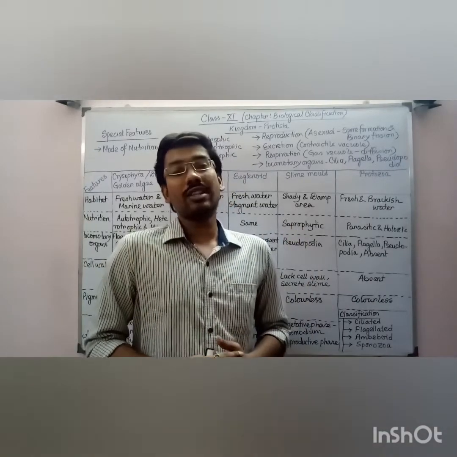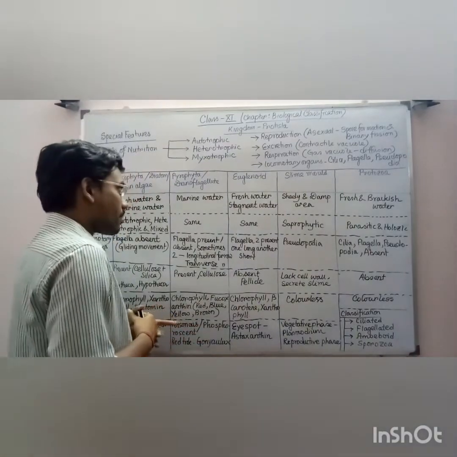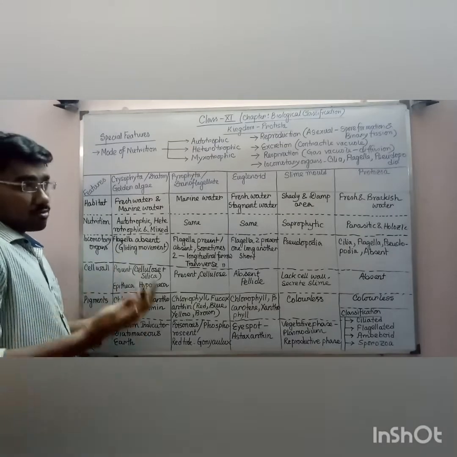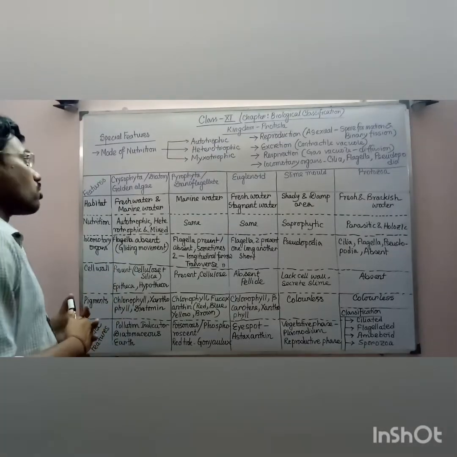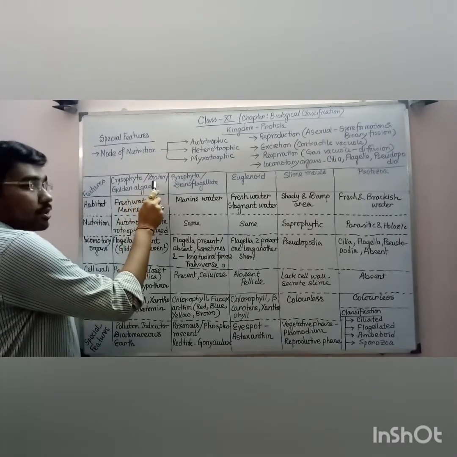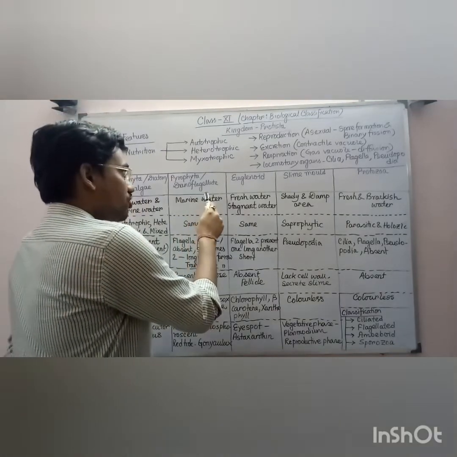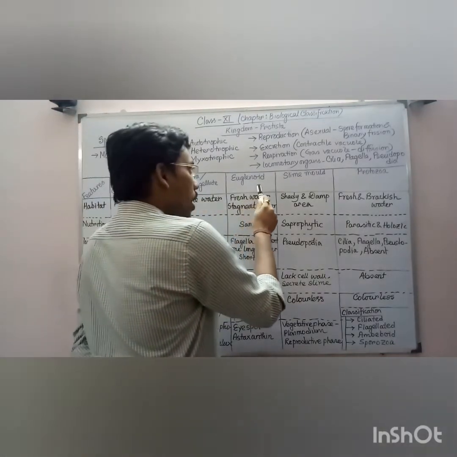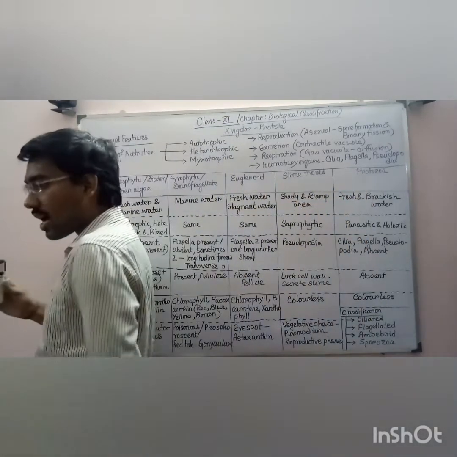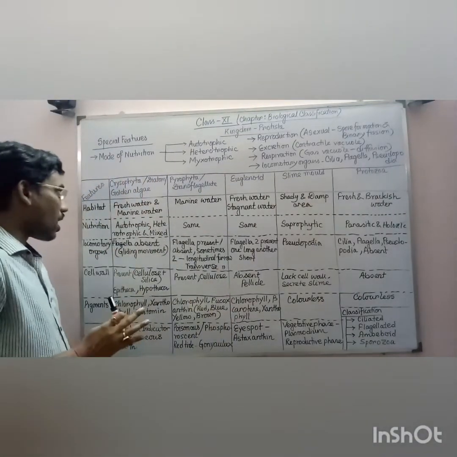Now we will go for the classification of the kingdom Protista. Let's see the different categories or classes present within kingdom Protista. There are a total of 5 different classes. First class is Chrysophyta or golden algae or diatom. Second class is Pyrophyta or dinoflagellata. Third class is euglenoid. Fourth class is slime mold, and fifth class is protozoa.